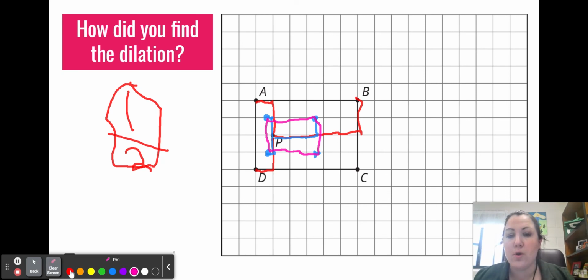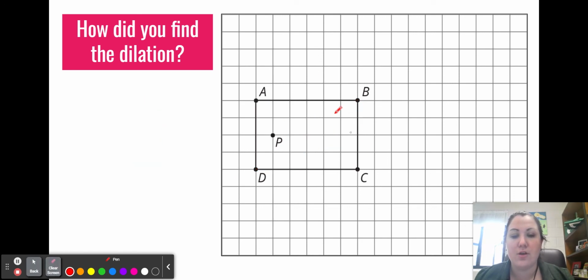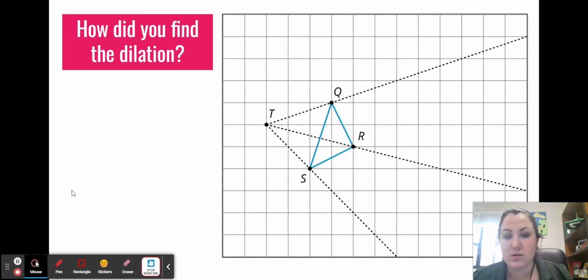So what you are going to do for this activity is scale this rectangle to a scale factor of 2. And then you're going to use the same process of counting over and up to figure out this one. And you're going to scale this triangle where T is your center with a scale factor of 1/2 and a scale factor of 1.